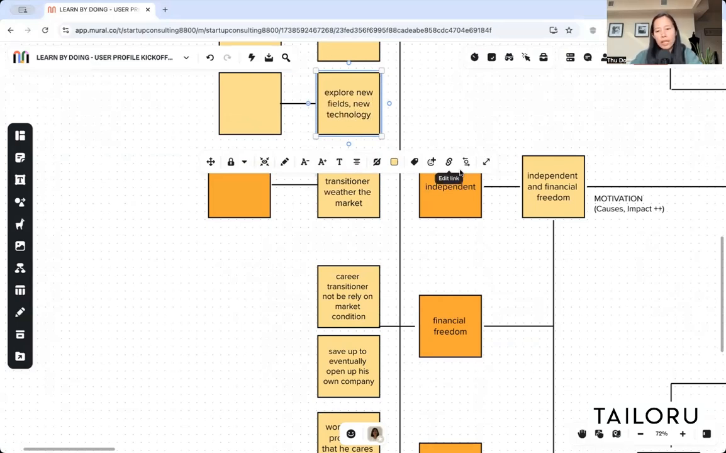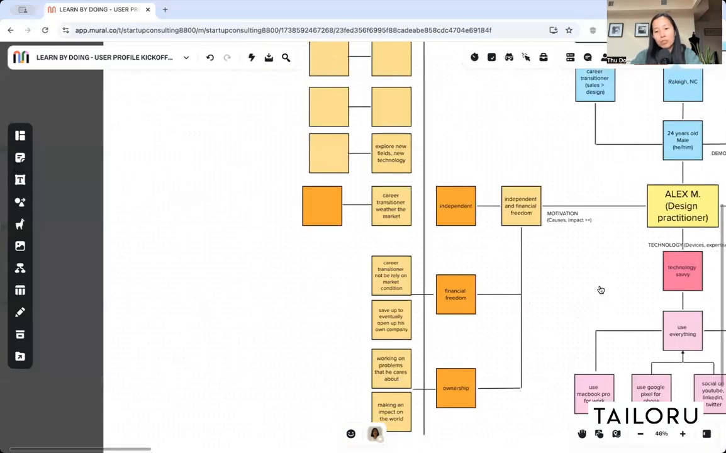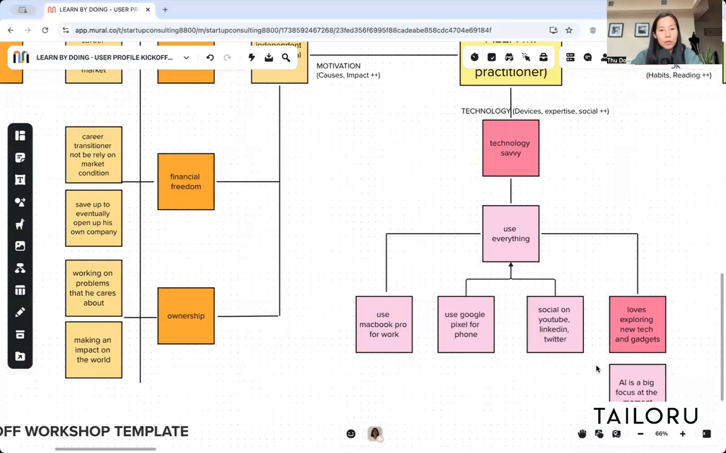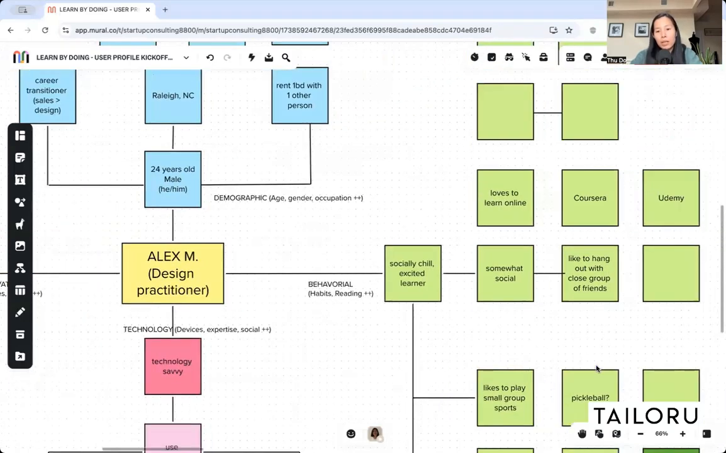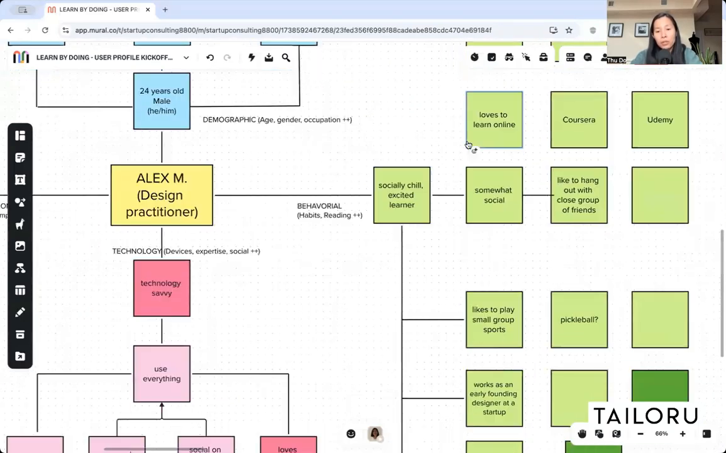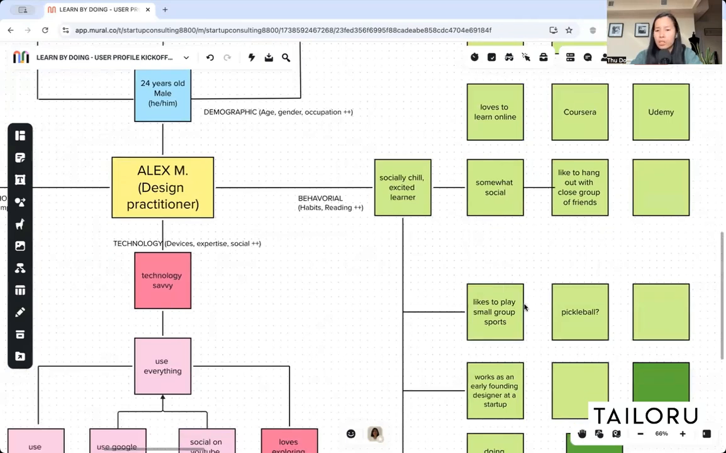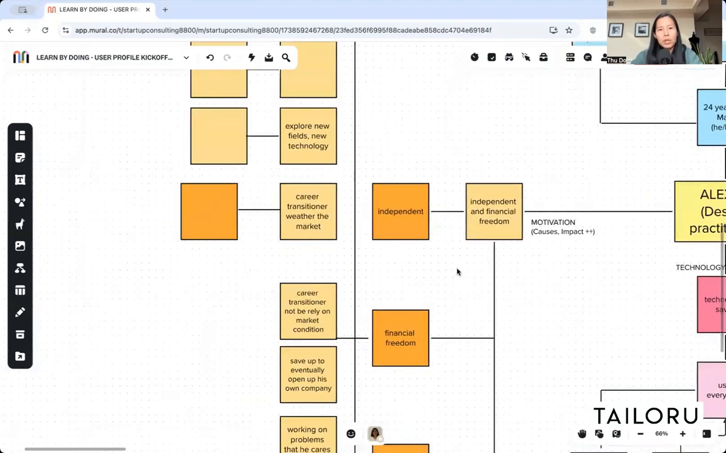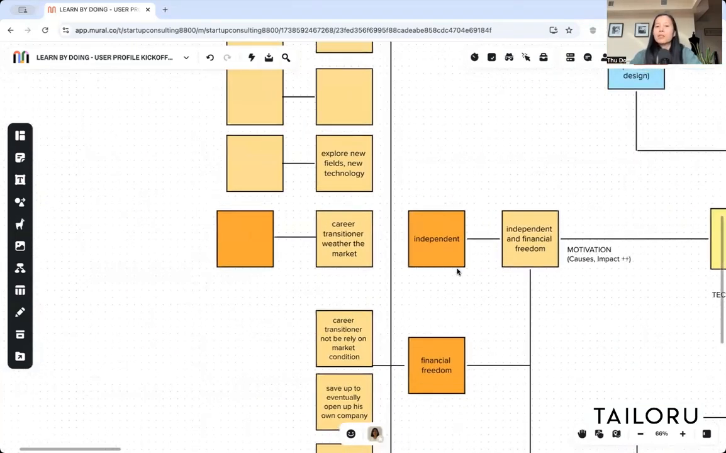Remember, we noted that Alex really uses everything and loves exploring new tech and gadgets, and AI is a big focus at the moment, right? He also loves to learn. He works well in a small group. So interesting here. He works well in a small group, but yet he is independent, right?